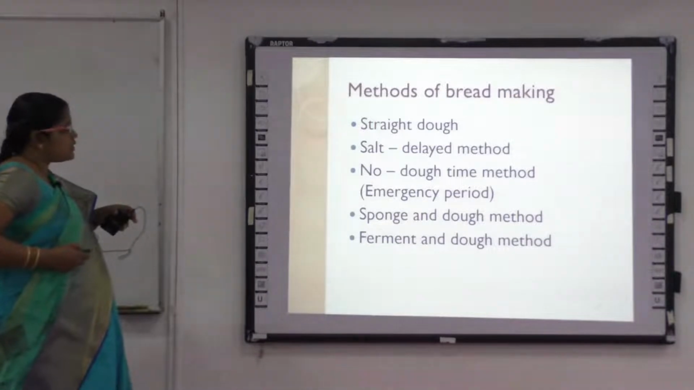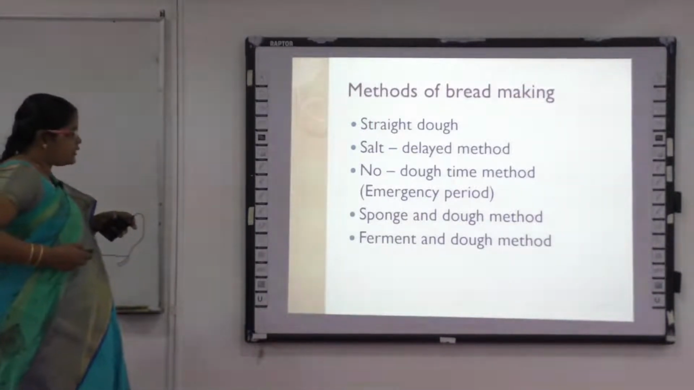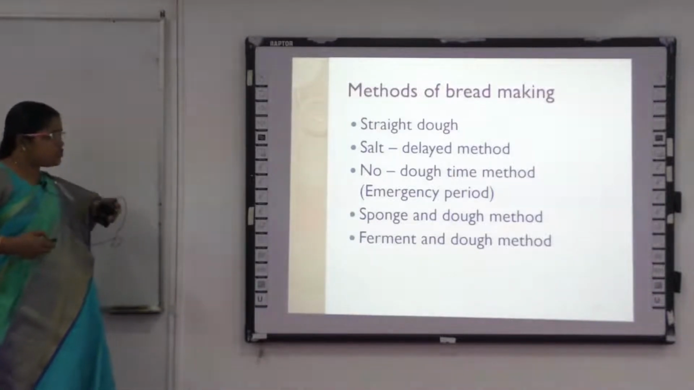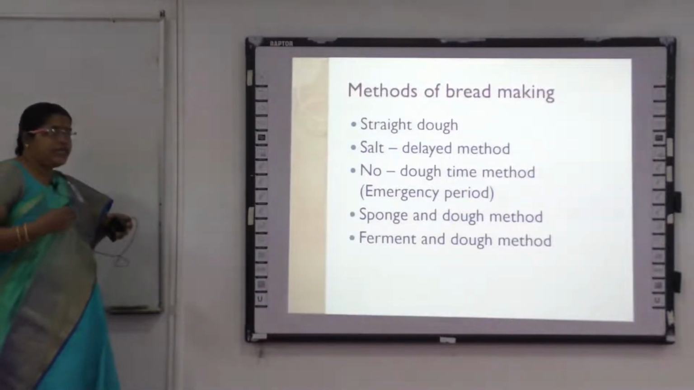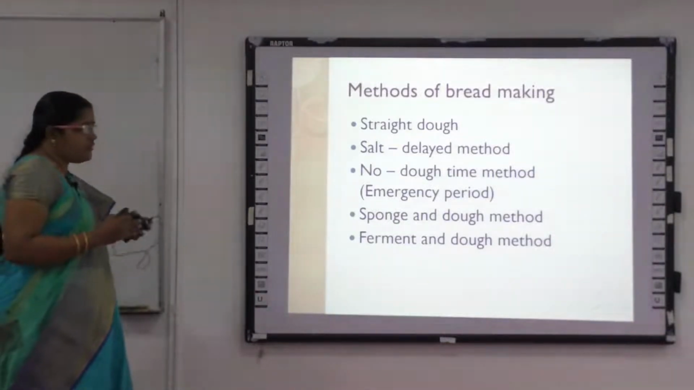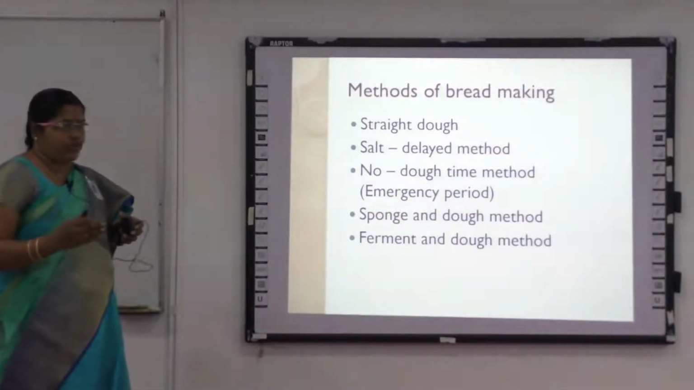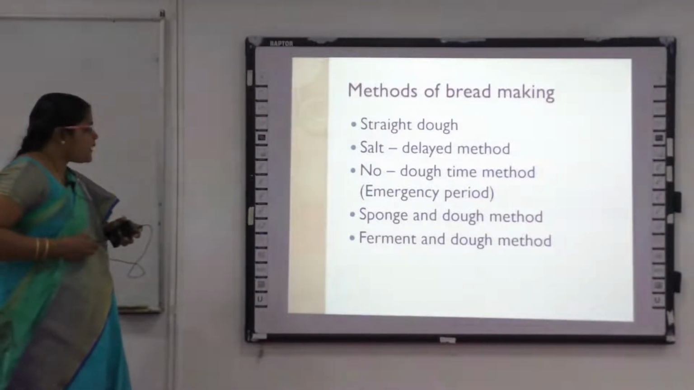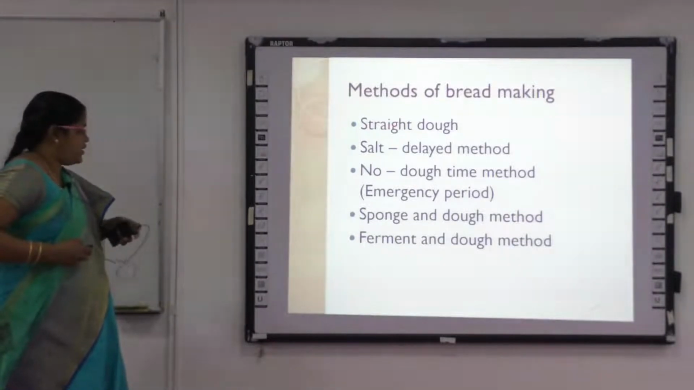The first method is called the straight dough method. The straight dough method is nothing but mixing all the ingredients together and kneading continuously, whereby the dough will be developed. This is followed by dividing, molding, proofing, then baking, whereby we obtain bread. It is called the straight dough method.